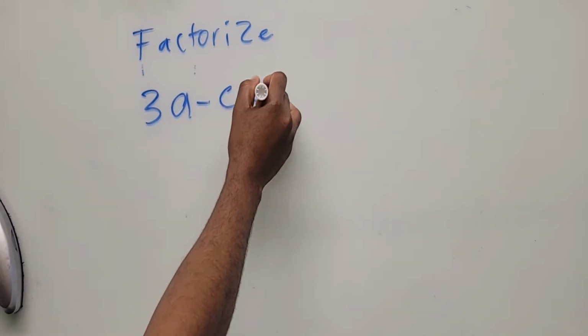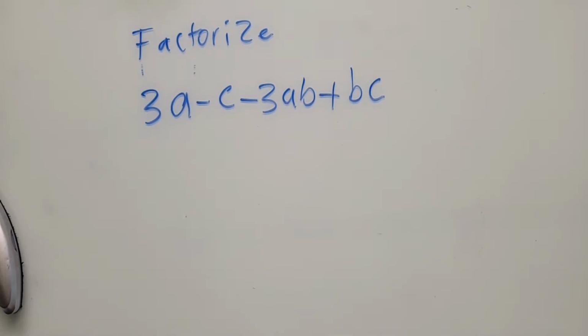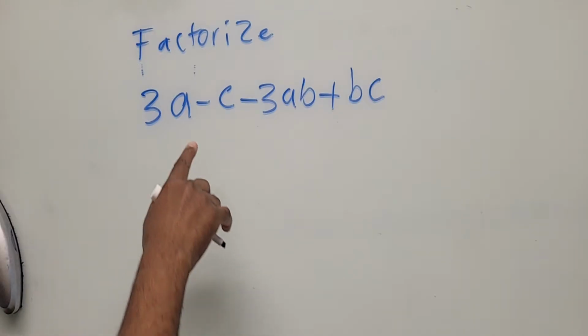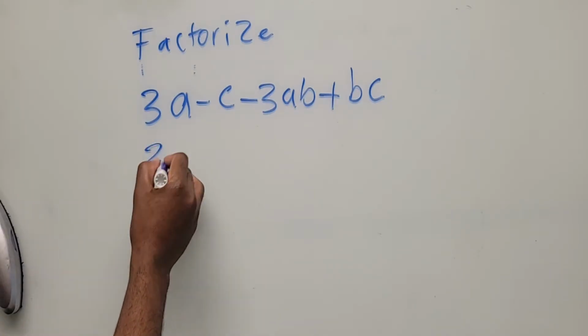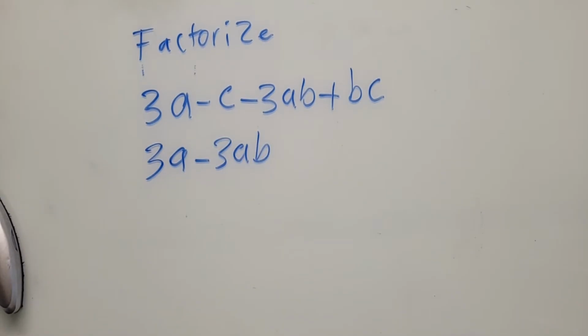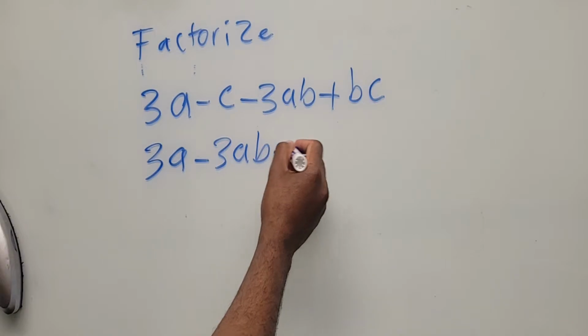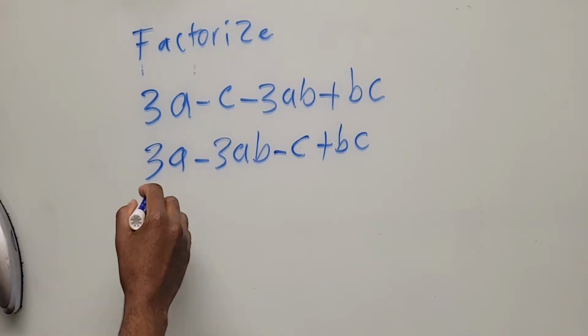3a minus c minus 3ab, then plus bc. Okay, so it looks very simple, but it is a little bit tricky, right? Because you have to figure out something. So let's see. I can decide to rewrite what I want to factorize. For example, I can do 3a minus 3ab because I can factor out 3a. Then in this next one, let me just write it the way it is, minus c plus bc, and we will observe what will happen. In the first one, let us go ahead and factor out 3a.